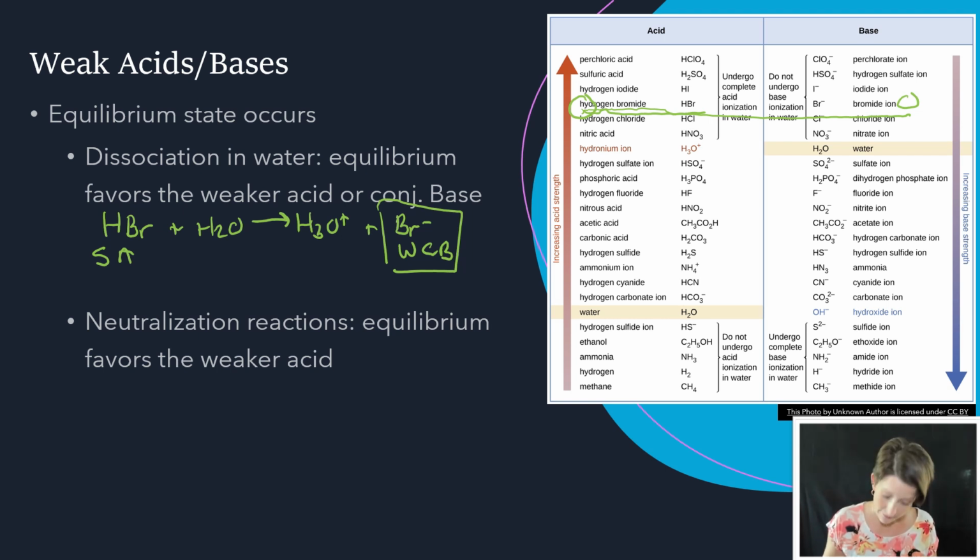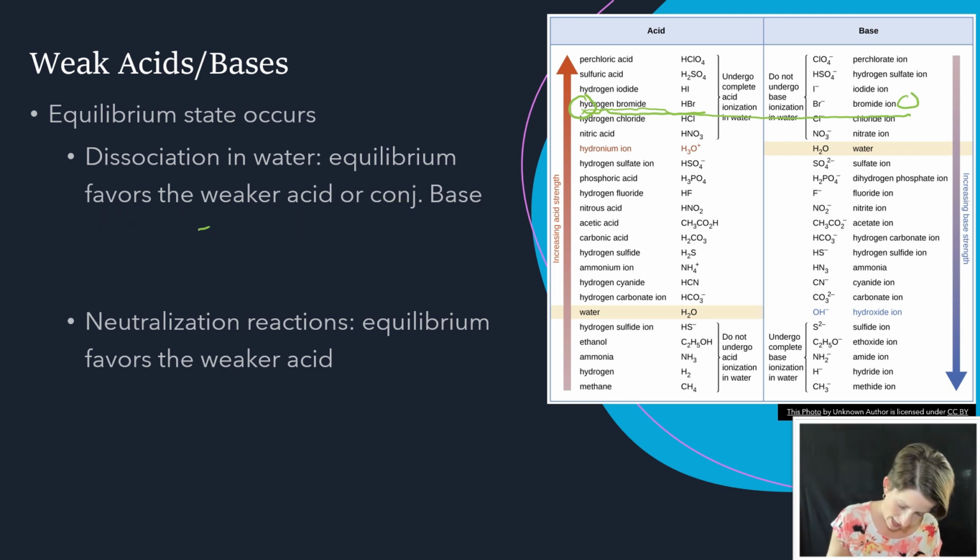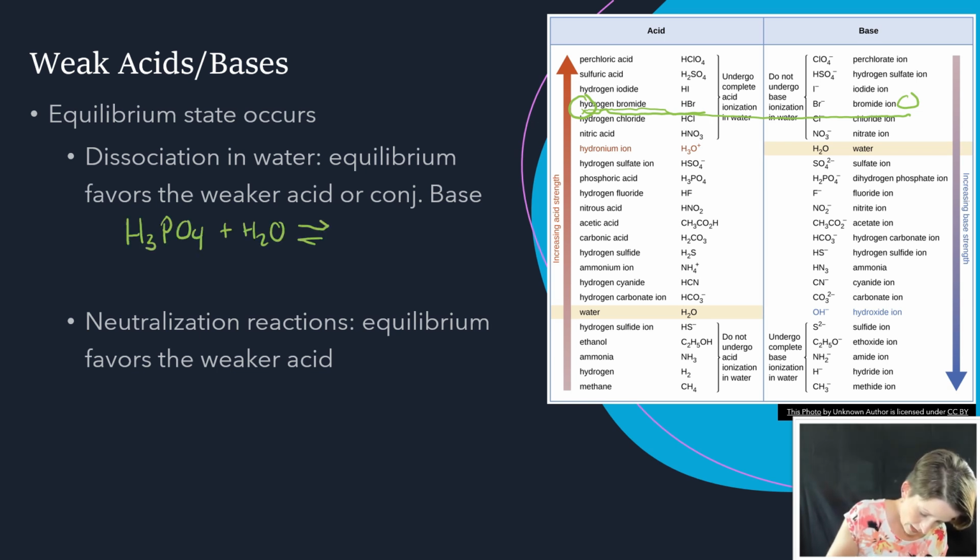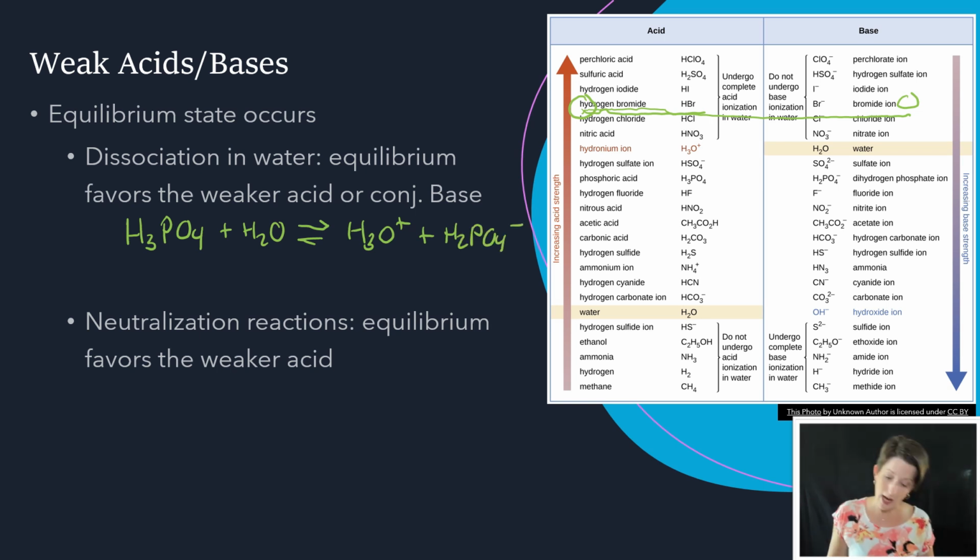If we do a different one, if we have phosphoric acid, it's going to dissociate into water. It's going to make our hydronium ion and our H2PO4 minus, the dihydrogen phosphate ion. So we know this is our acid and this is our conjugate base. Which side is going to be favored in this equilibrium?